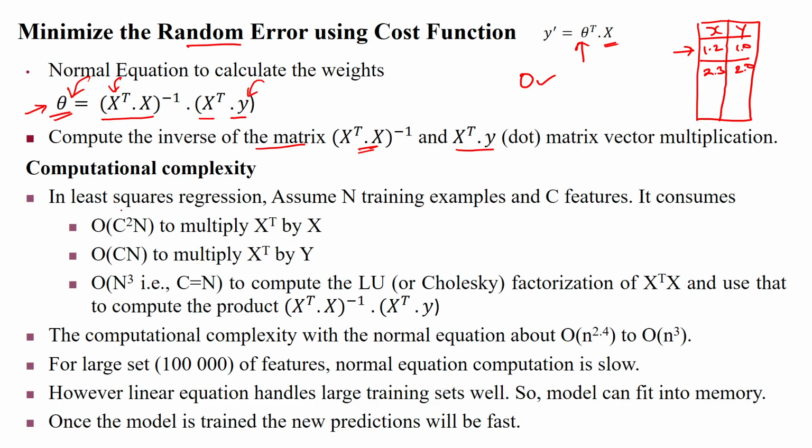Here, what is the computational complexity for least square regression? Take n training samples with c features. Features means the x values. x1 is one feature, x2 is the second feature, x3 is the third feature. But here we are concentrating on only one feature.